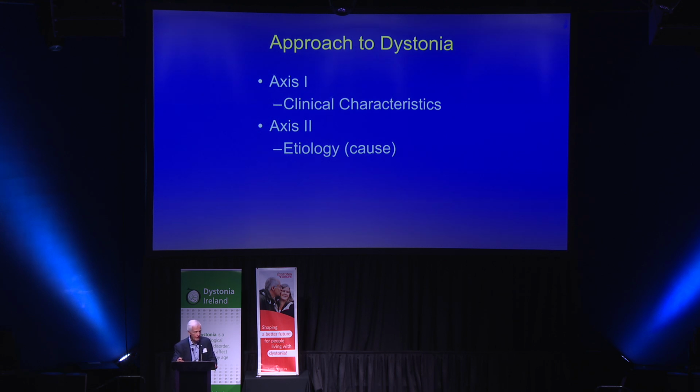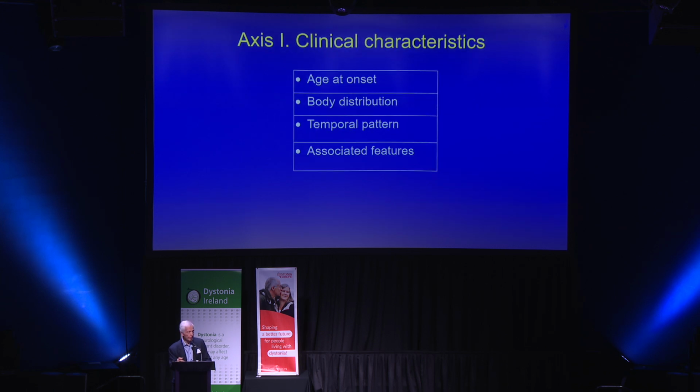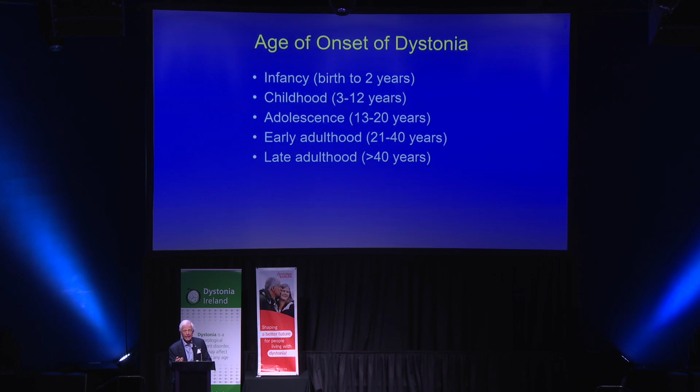So we redefined it. And then on top of the new definition, we decided to separate it into two axes. One, the clinical characteristics, and number two, the cause or etiology, and try to separate these two items out. Under the clinical characteristics, we define the age of onset, the distribution of the dystonia in the body, the temporal pattern, and the presence of associated features that often help us decide what the cause might be. So the age of onset, we divided into 5 categories. It's kind of interesting. The group, and I'll tell you in a minute, has met again, and we're now revising the categories.